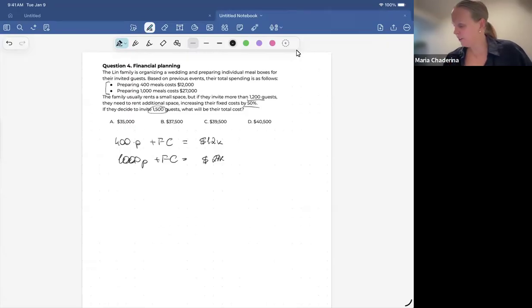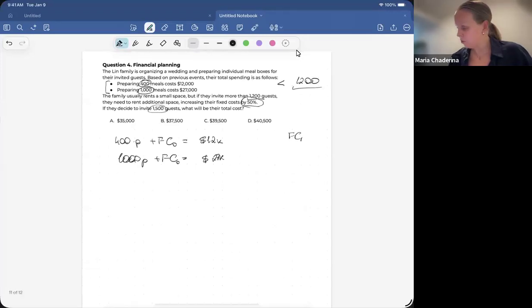Okay. Now we have a condition that for 1,500 guests, which is larger than 1,200 guests, we will need this fixed cost increase by a factor of 50. So fixed costs, they're not really fixed costs, they're just like chunky, incrementally increasing costs. So the fixed cost that we have here is for 400 and 1,000 meals. Both of these numbers are less than 1,200. So we're going to call them fixed cost 0, which are valid for less than 1,200, and I'm going to call fixed cost 1 those that are valid for more than 1,200. Okay, something that we will have to figure out just a bit later.